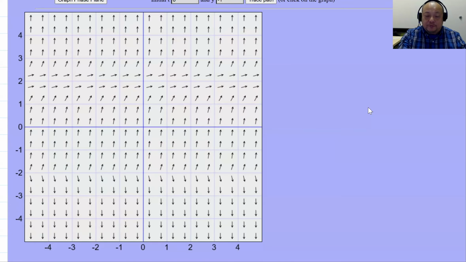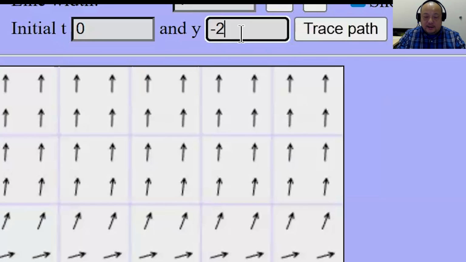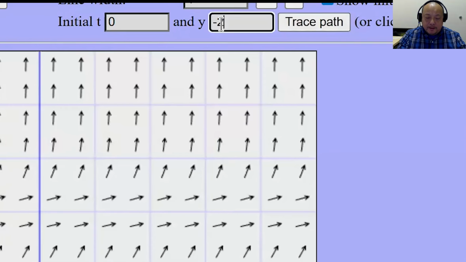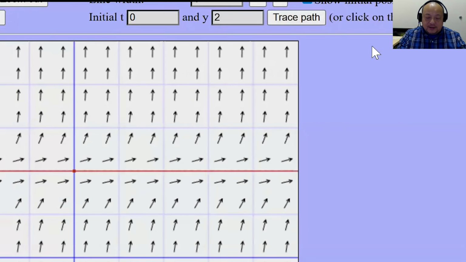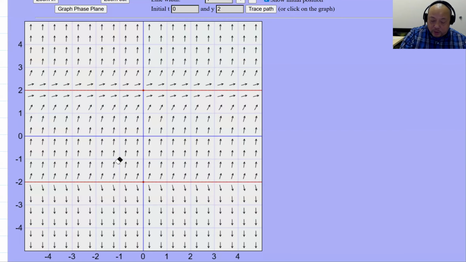Here is the slope field for the equation we've been looking at. Let's take a look at the initial value t equals 0, y equals -2. That's the equilibrium down there. And at +2, that's the other equilibrium up there. Let's take a look at the issue at y equals -2. If I'm off by a little bit above it, I get pulled away. If I'm off by a little bit below it, I get pulled away. So definitely that's an unstable solution.